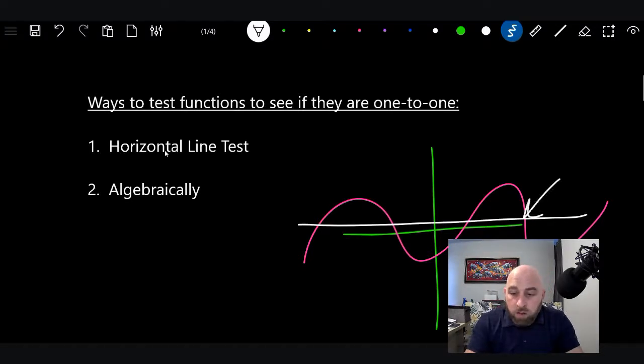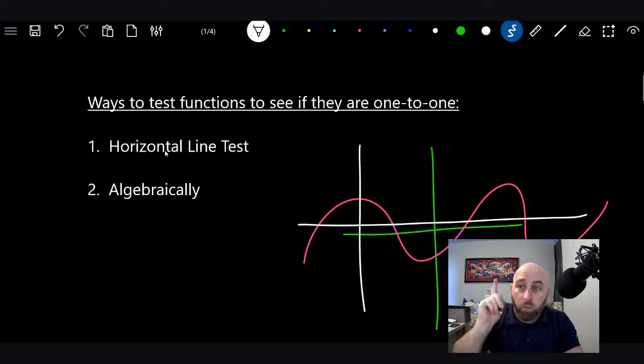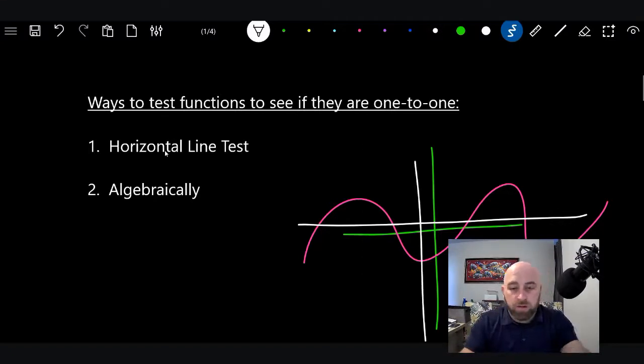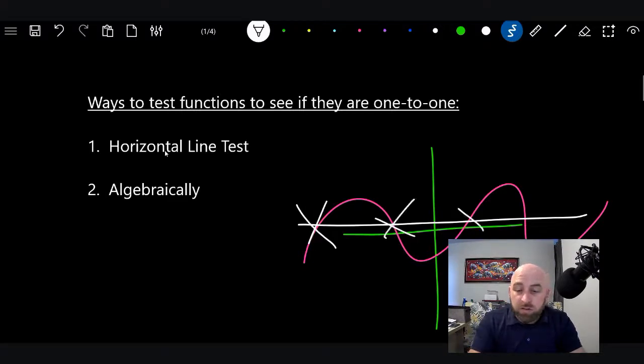Well, look, 1, 2, 3, 4. It is not an inverse function because it failed the horizontal line test. It passes the vertical one time, and no matter where we put the vertical line, it only touches it once. So it passes the vertical, but it fails the horizontal because it touches it multiple times. So that's the horizontal line test.